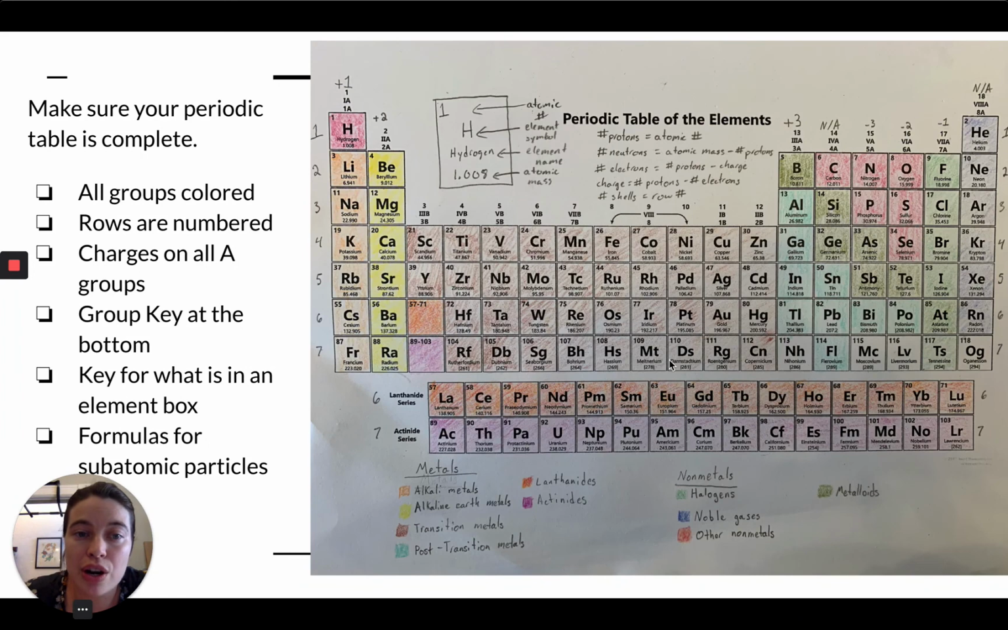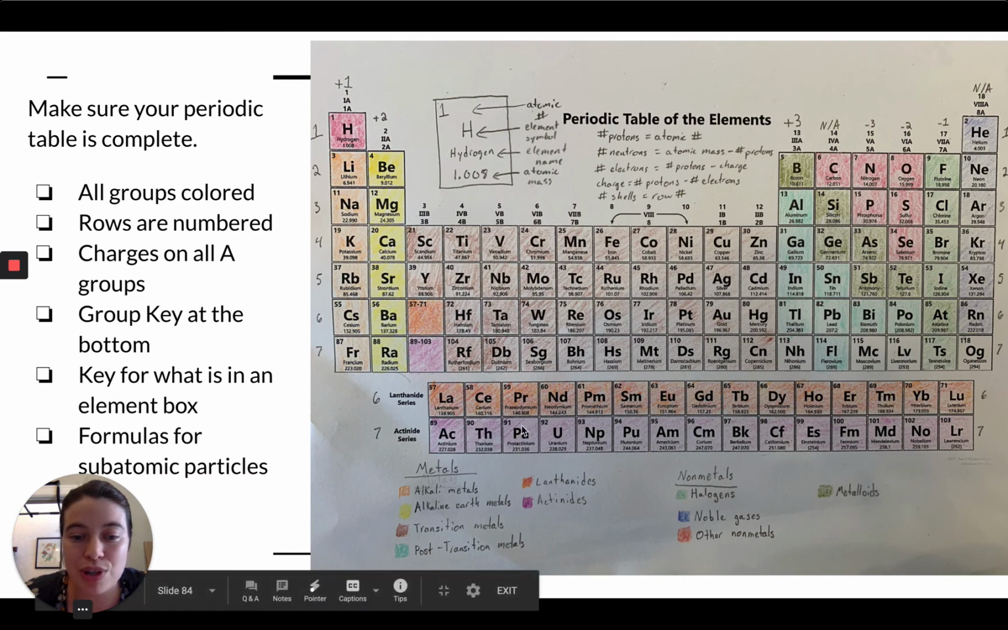You should have charges on the A groups. Column 1A forms 1 valence electron, 2A forms 2 valence electrons, 3A has 3 valence electrons and a charge of +3. Column 5A has 5 valence electrons and a charge of -3. Column 6A has 6 valence electrons and a charge of -2. Column 7A has 7 valence electrons and a charge of -1. And column 8A and 4A do not form ions, so they don't have a charge.